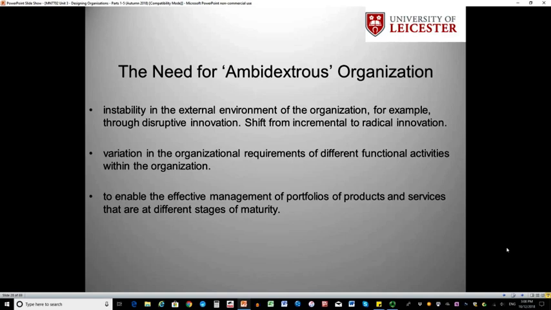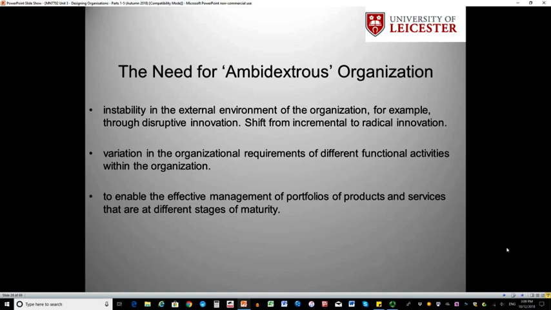And finally, what we also see is that companies will often have portfolios of products and services. Some will be very mature and operating in very stable environments, where you might have a more mechanistic mode of organizing in that division, and other divisions may have very immature products and services and may be operating in very dynamic environments and may require a much more organic mode of organizing.